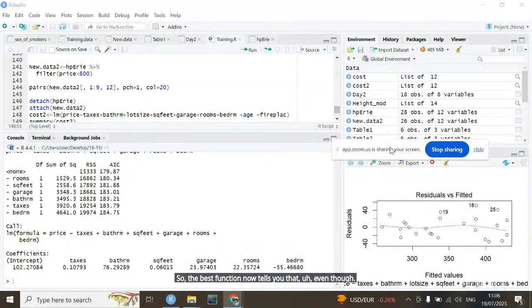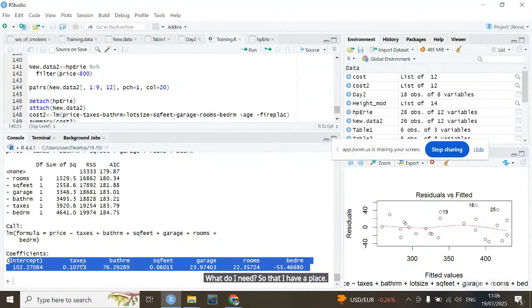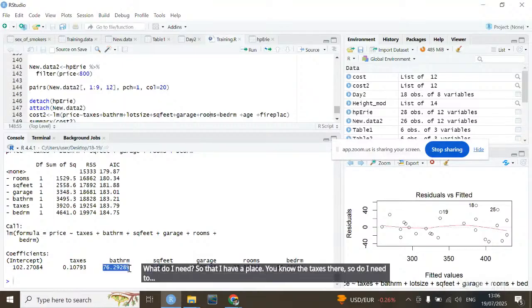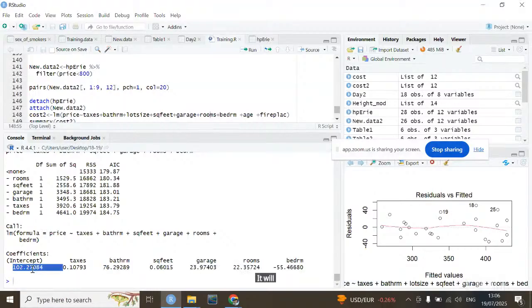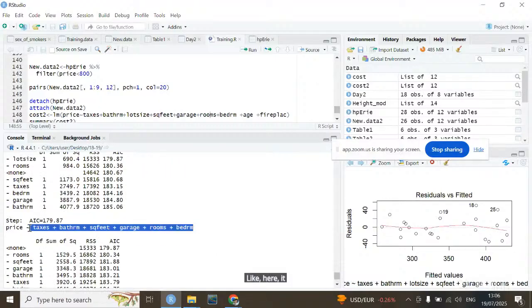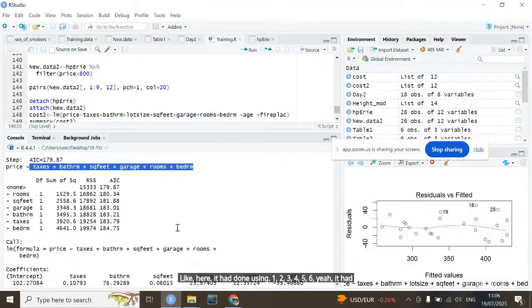if I'm, let me say, a manufacturer making houses for sale, what do I need so that I have a higher price? You know the tax is there. So if I increase the number of bedrooms, the price of the house will go up by a given amount. Like for this case, it will go by this. So it had done the analysis using all these, like here, it had done using 1, 2, 3, 4, 5, 6. Here it had 6 factors.